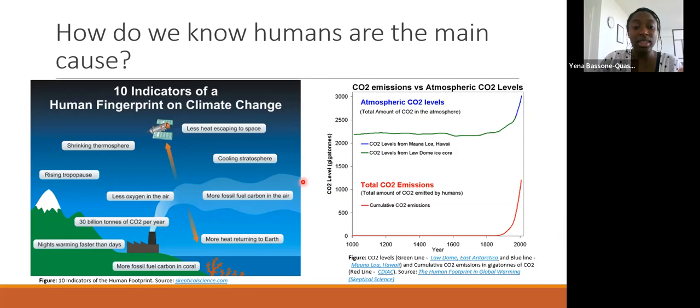And so we're seeing that the fingerprint of carbon dioxide in the air is consistent with the fossil fuels that humans are burning. In addition to that, we're seeing that there's less heat escaping to space at the exact same radiation wavelengths that carbon dioxide absorbs, and that the heat returning to Earth is also at the exact same wavelengths that carbon dioxide absorbs. And so there are all these other elements of supporting evidence that indicate that humans are the main cause, and these are all things that we've observed and can be measured.